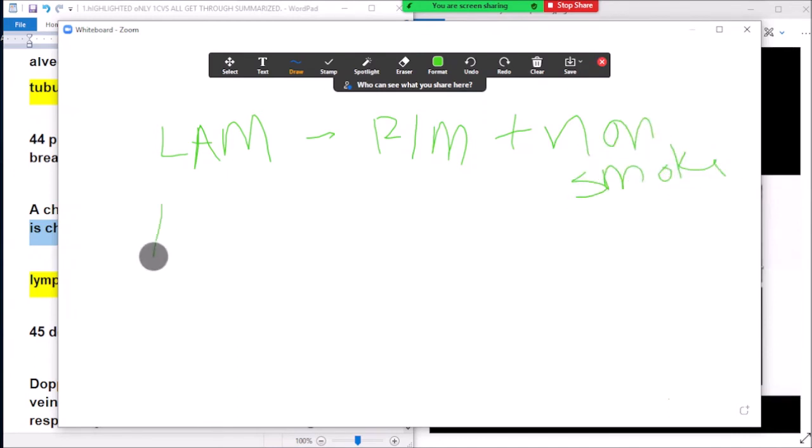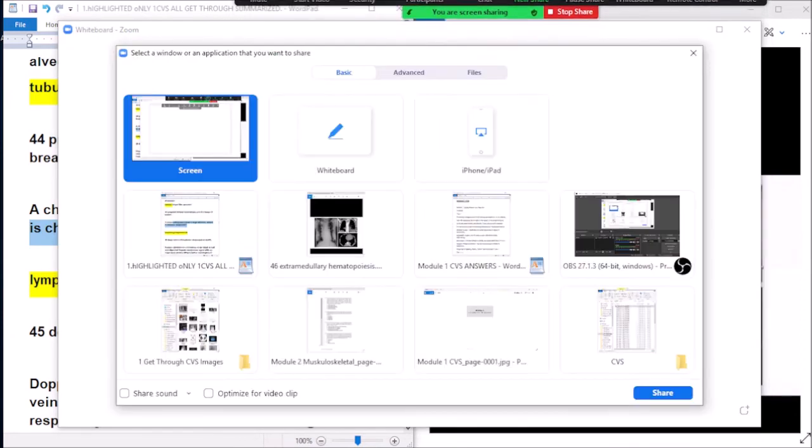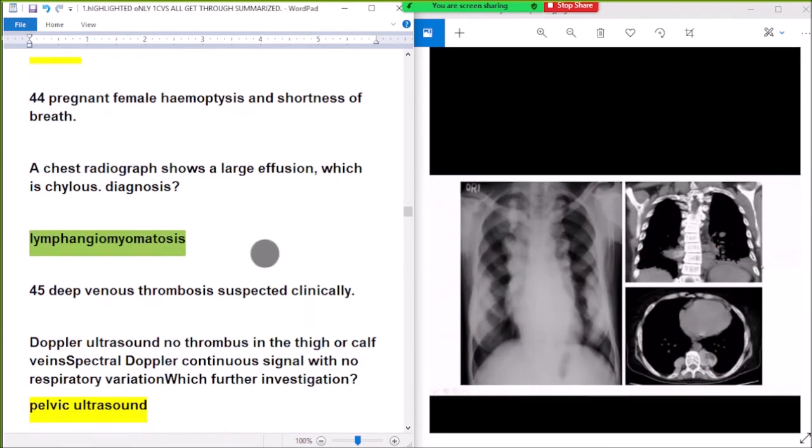Lymphangioleiomyomatosis is female and non-smoker, and Langerhans cell histiocytosis is male and smoker. Similarly, the pregnant female has a chest radiograph with a large chylous effusion, diagnosis lymphangioleiomyomatosis. If the option is Langerhans cell histiocytosis, then she is a non-smoker and female, so the diagnosis is lymphangioleiomyomatosis.